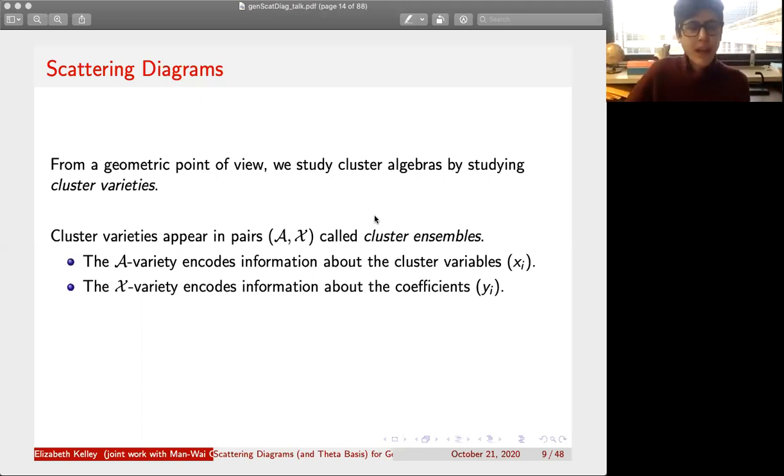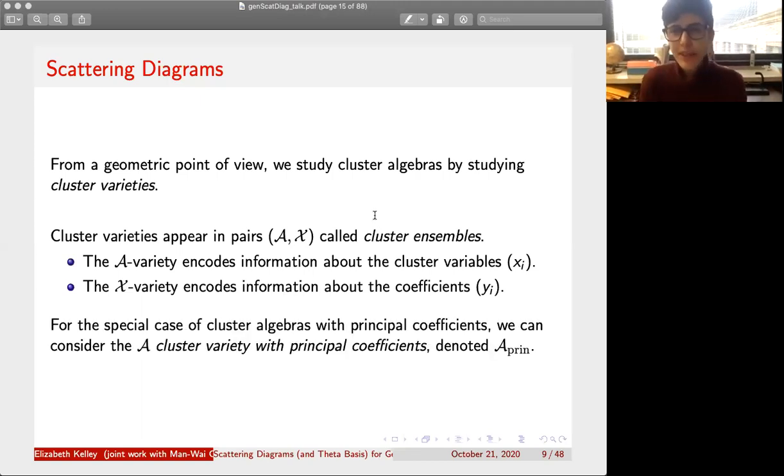Okay, and so one comment that I'll make for people who are familiar with some of these words, mostly I think this comment is for Esther and Libby, possibly others. There's a special case of cluster algebra where we have something that we call principal coefficients. And in this case, we can define the cluster variety with principal coefficients, which just sort of marries these varieties together in a particular way.